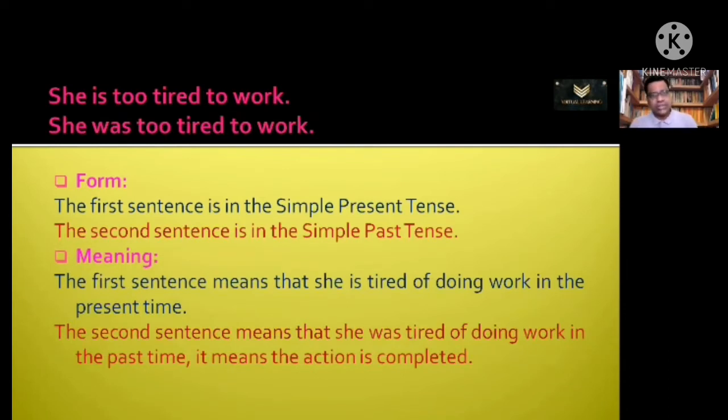She is too tired to work. And the next sentence is she was too tired to work. In both the sentences, you have SHE functioning as subject of the sentence. There is only one minor difference in the form of the sentences. First sentence is in simple present tense. Second sentence is in the simple past tense.